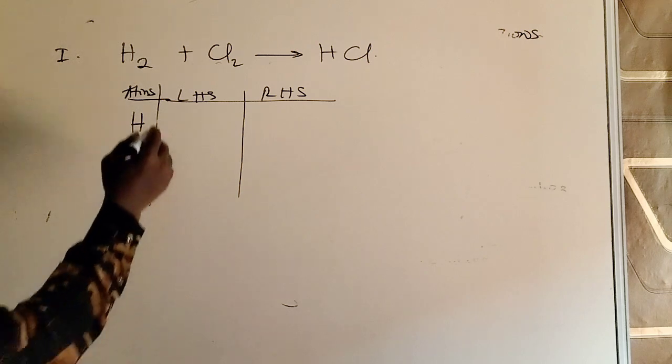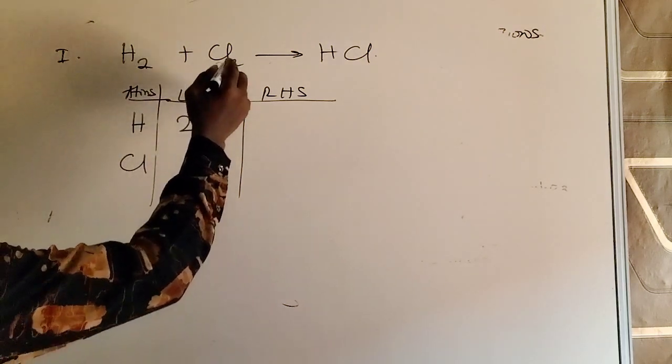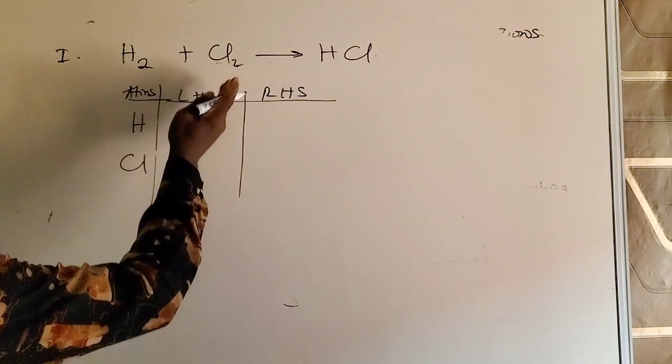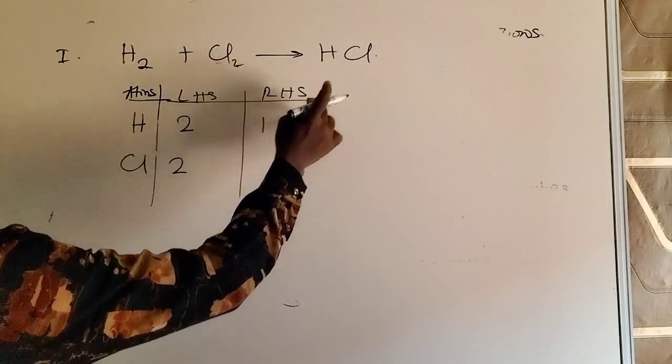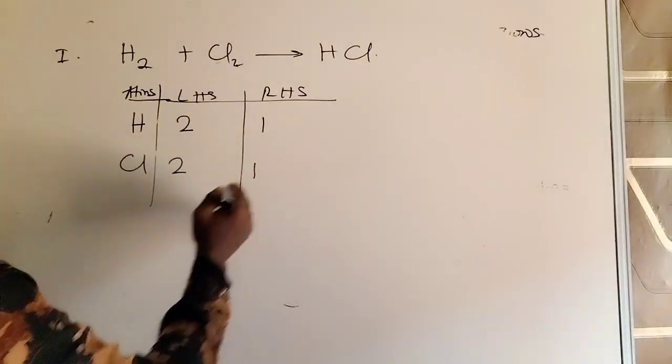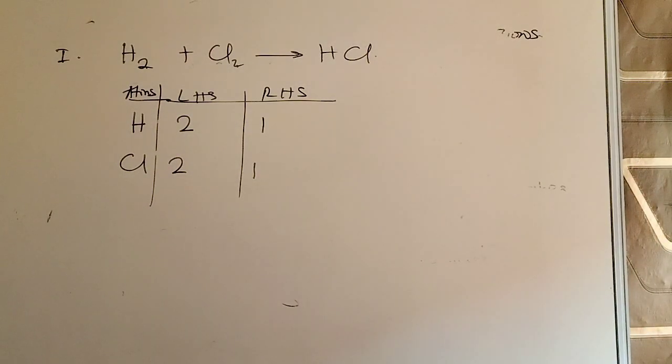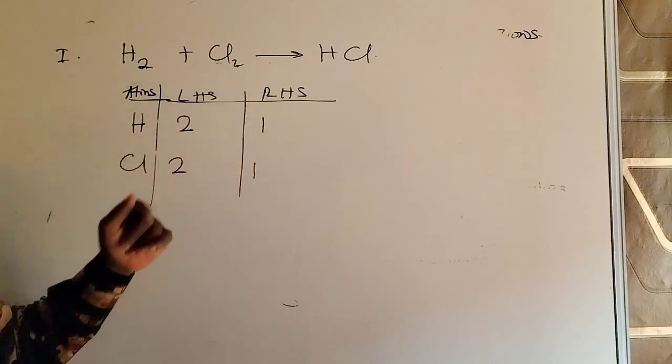Now, hydrogen is 2 atoms here. Chlorine is 2 atoms on the left hand side. On the right hand side, hydrogen is only 1 atom. Chlorine is only 1 atom. Then, in balancing the equation by inspection, the equation is not balanced at all because you have an unequal number for each atom on both sides.